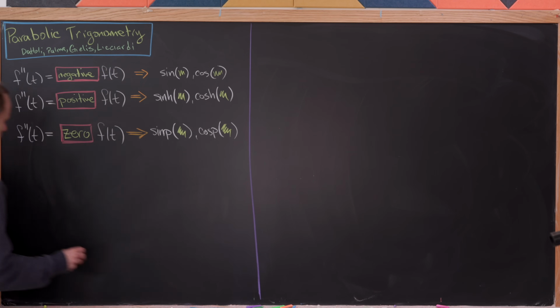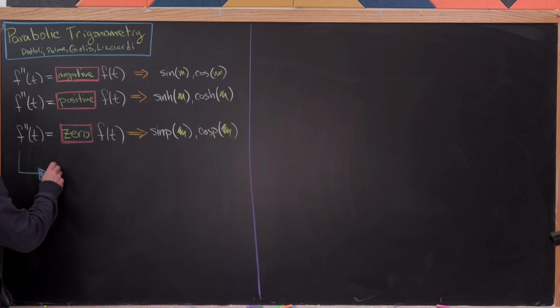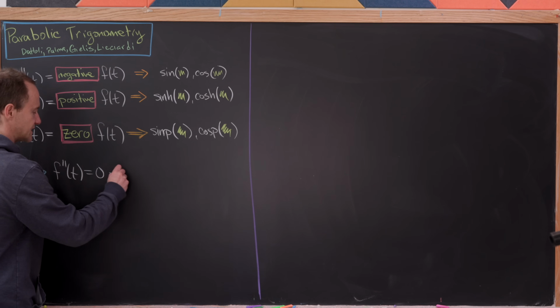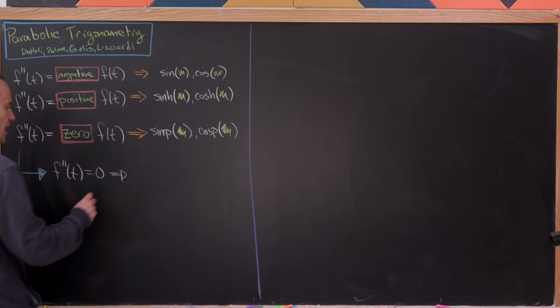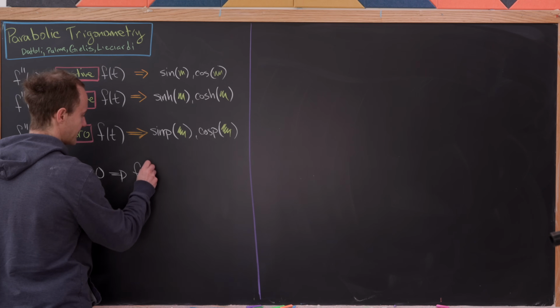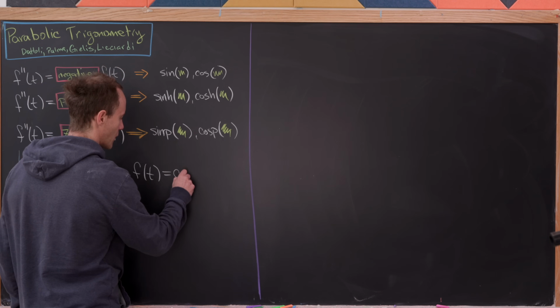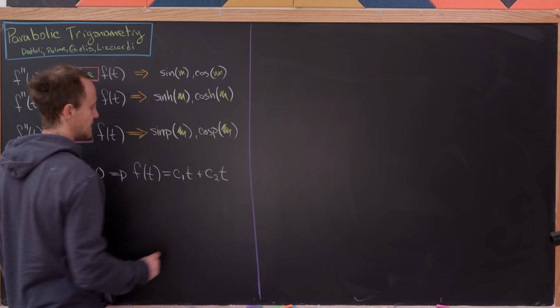Okay, well, what does that mean? It looks like things are going to end very, very quickly, but you'll see that that is not the case. If we've got f double prime of t equals 0, that has a pretty simple solution of a linear polynomial. So f of t must be of the form c1 t plus c2.